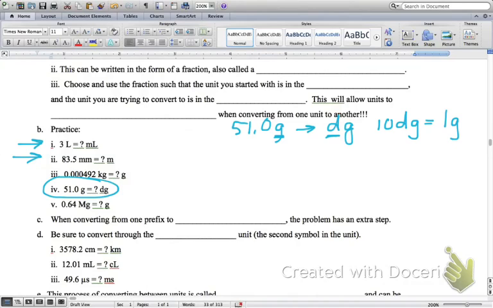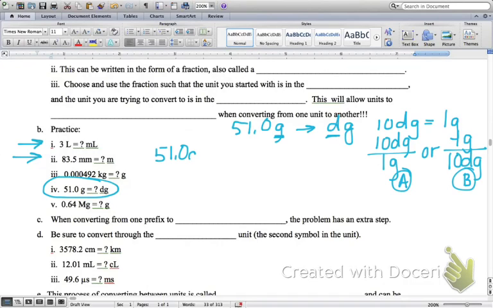Okay? Well, I can put that equivalent statement in the form of two different conversion factors. I could write this 10 decigrams over a gram, or I could write 1 gram over 10 decigrams. My job as the student is to figure out which one of these conversion factors, which I'm going to label conversion factor A and conversion factor B, is the right one to use to solve the problem. So here's the way that we set it up.